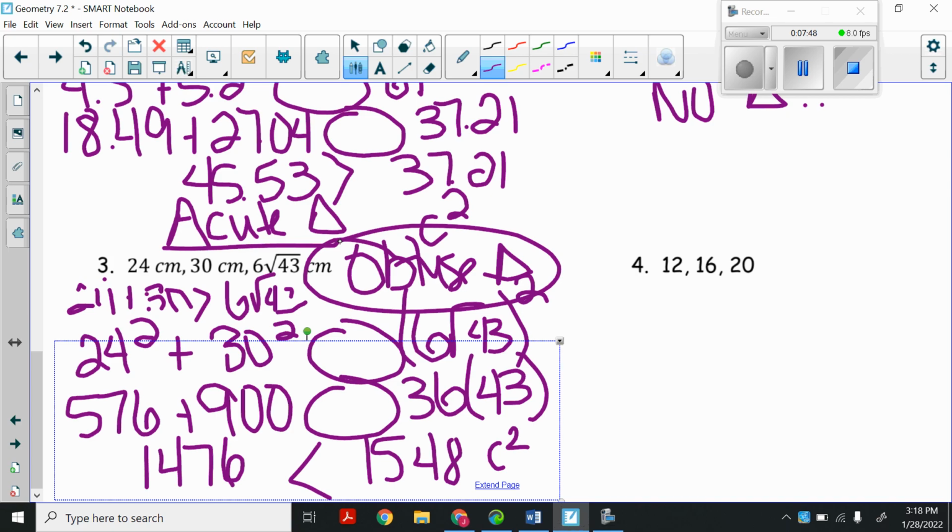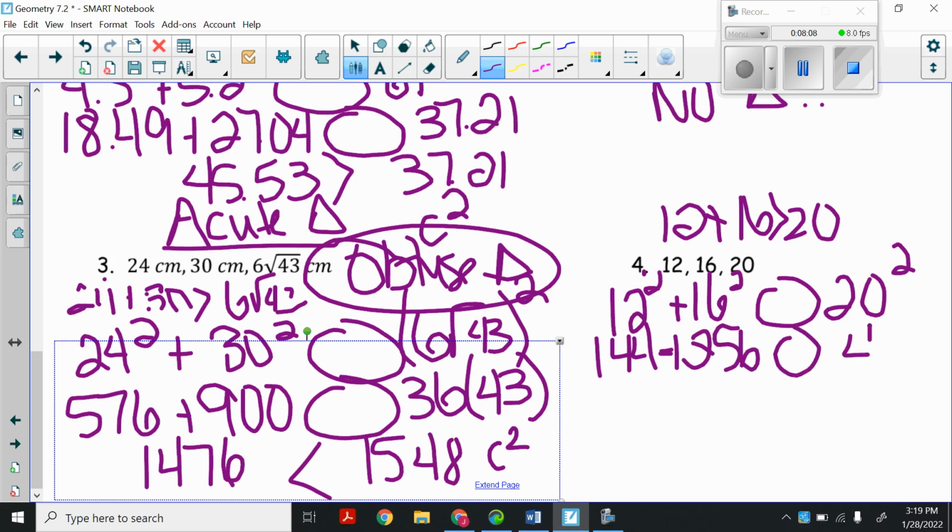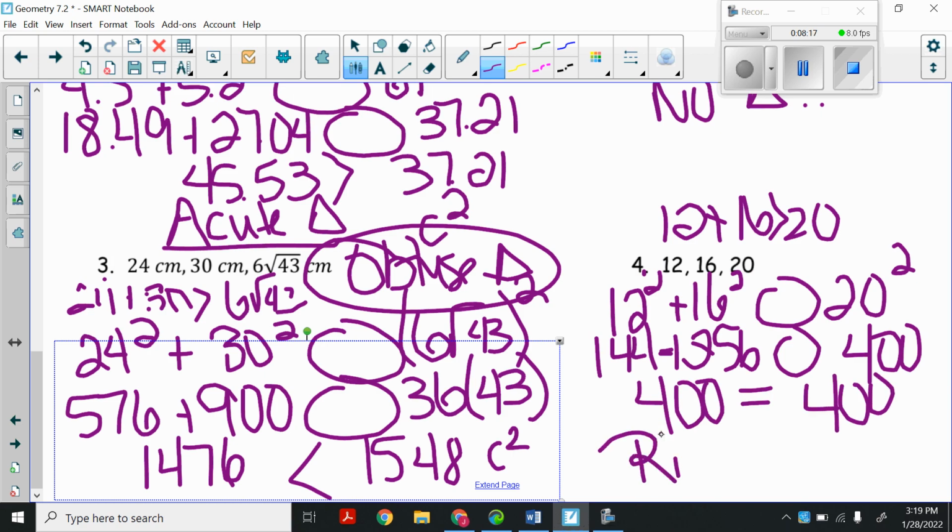All right, number 4, 12, 16, and 20. So 12 plus 16 greater than 20. Yes, it'll make a triangle. 12 squared plus 16 squared, how does that relate to 20 squared? 144 plus 256, how does that relate to 400? When I add these together, I get 400 and 400. They are equal, so when they are equal, it is a right triangle.